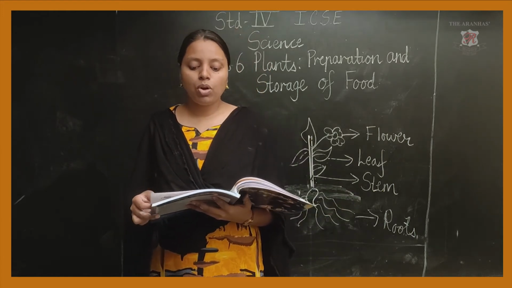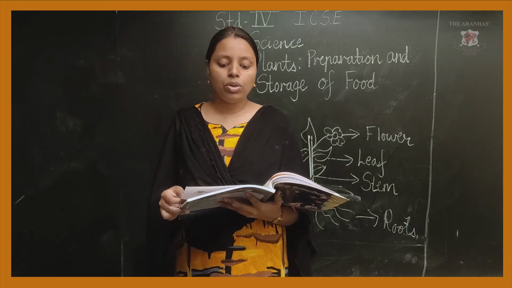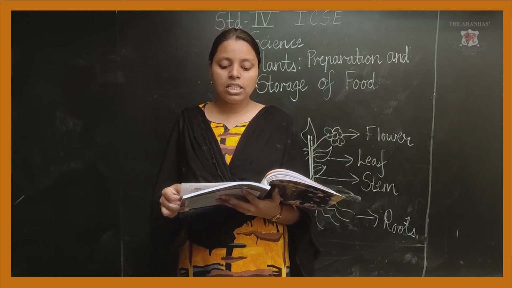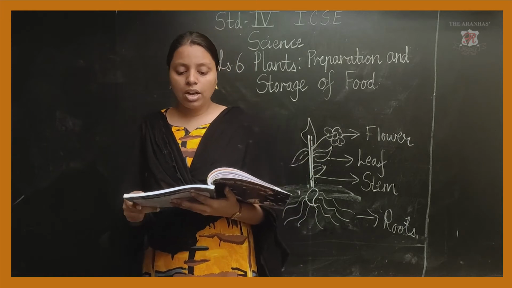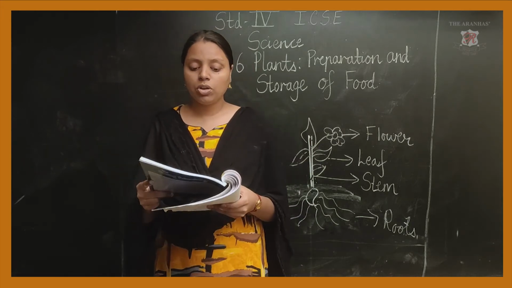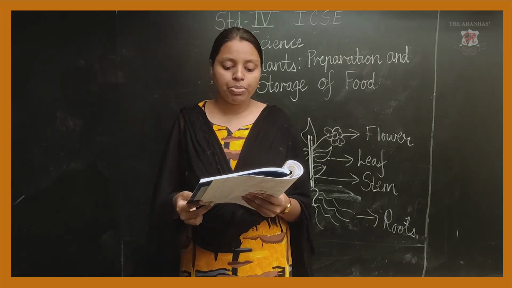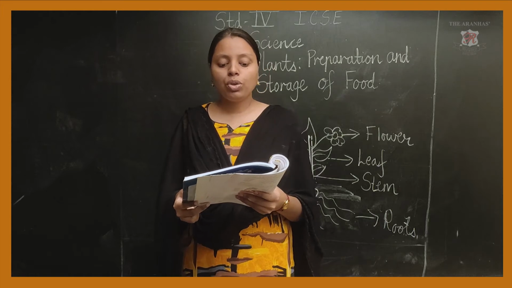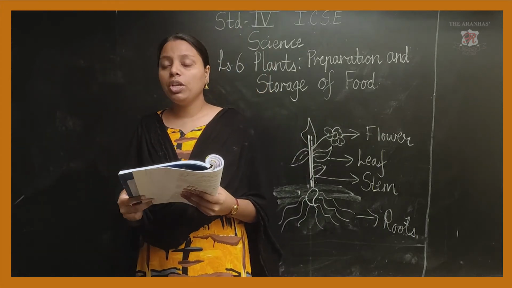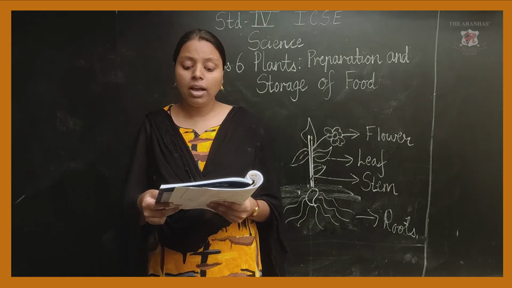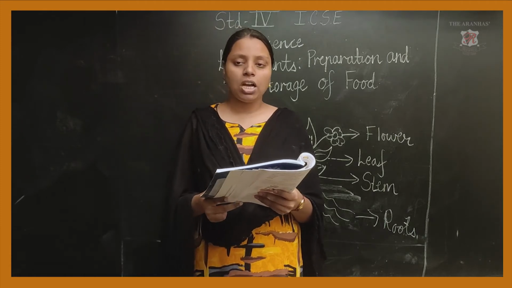Now add some drops of iodine to this leaf. Discuss with your classmates what will happen and what you will observe. You can try this small experiment with the help of your elders if you have iodine. When you put iodine on the green part of the leaf, it turns blue-black due to the presence of starch.